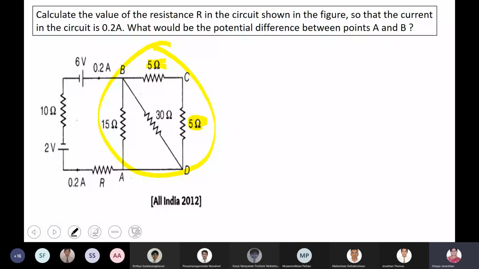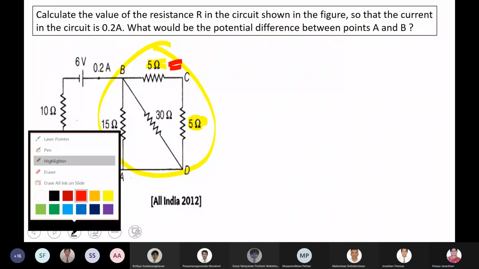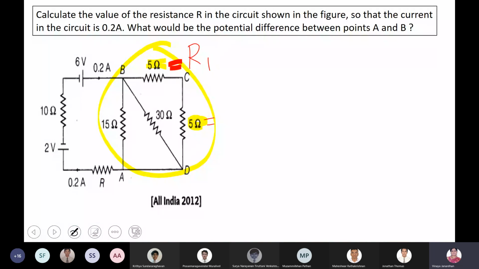Now, 5 and 5 ohms are connected in series. Let this be R1 and this be R2. This 30 ohms, let it be R3, and 15 ohms, let it be R4. R1 and R2 are connected in series. So what is R12? R1 plus R2, so that becomes 5 plus 5, which is equal to 10 ohms.